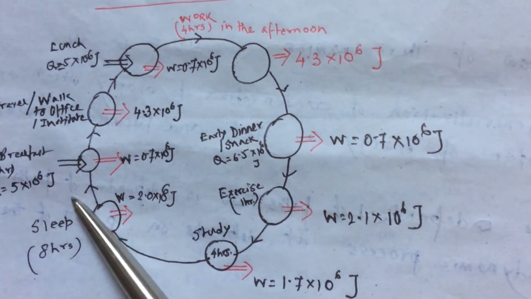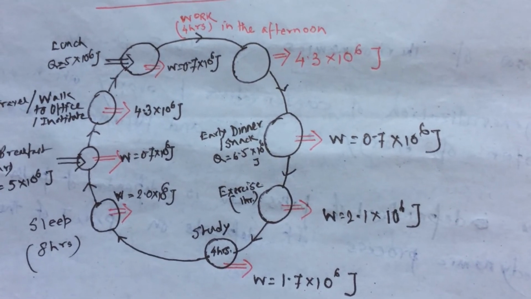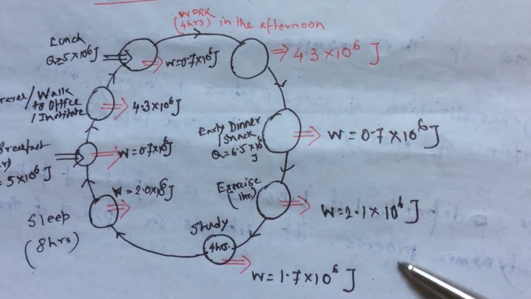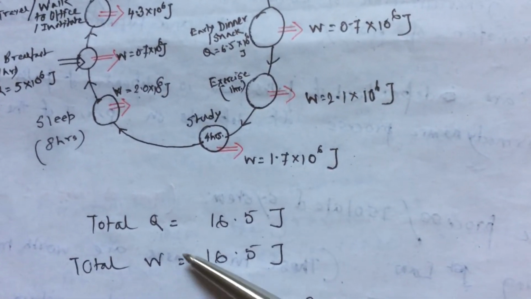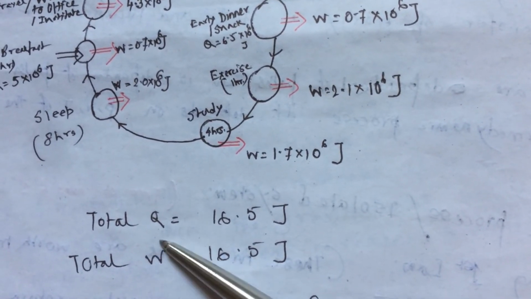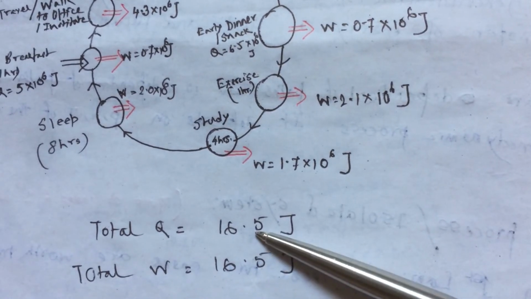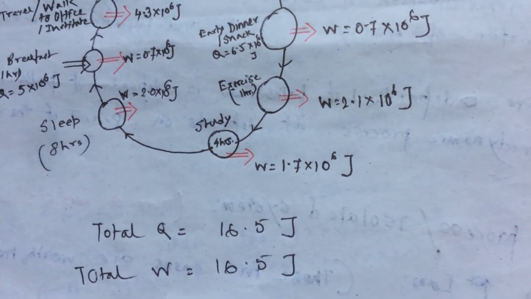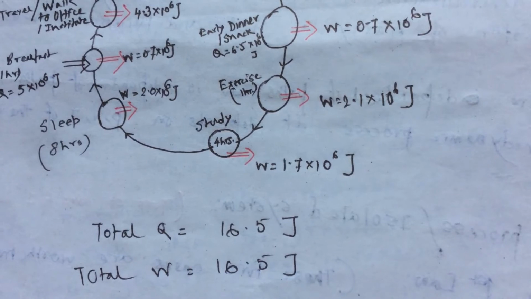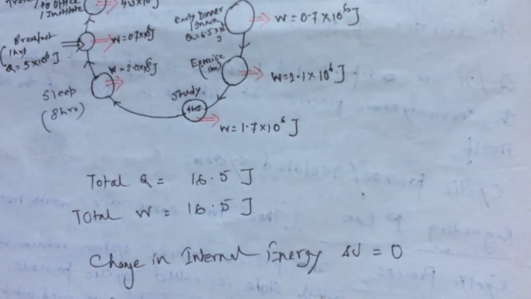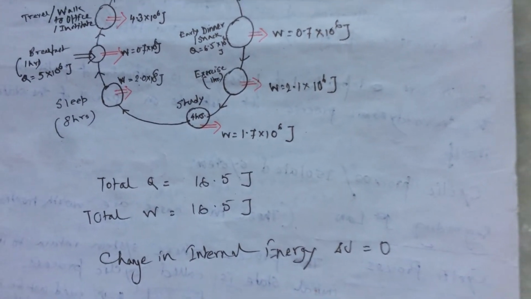So if I add up all this Q and I add up all this W, then we will find that total Q that is taken in the form of food is equal to 16.5 joule, and the total work done by me is also 16.5 joule. So here Q is equal to W, which means delta U equal to 0.